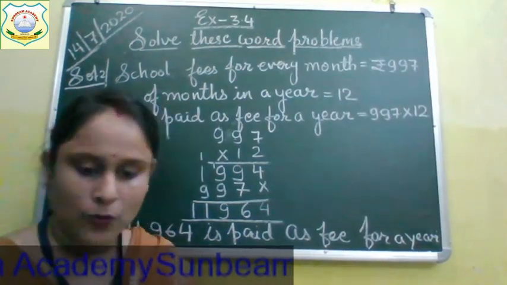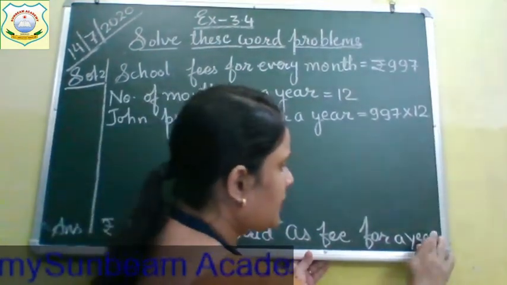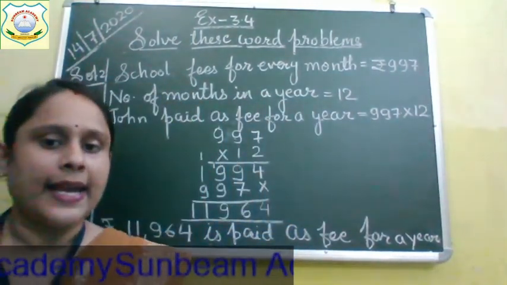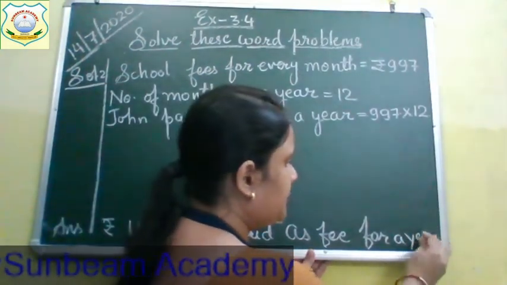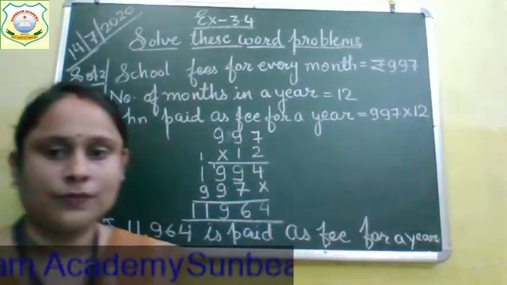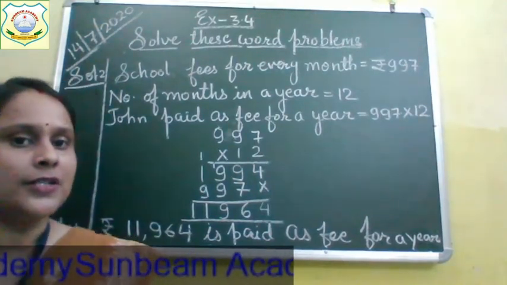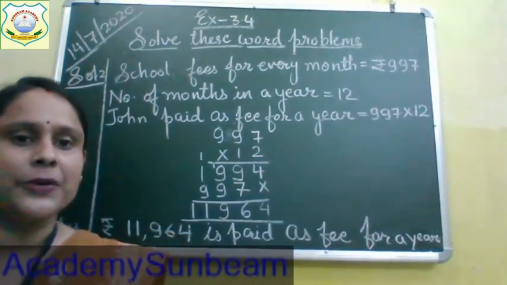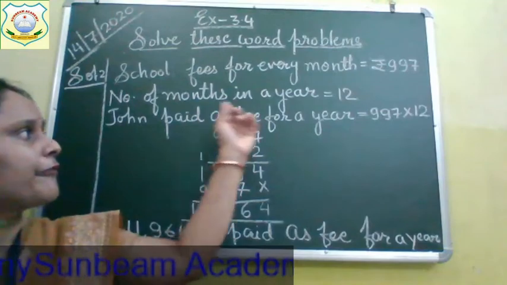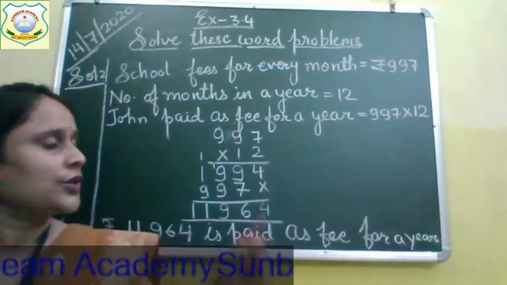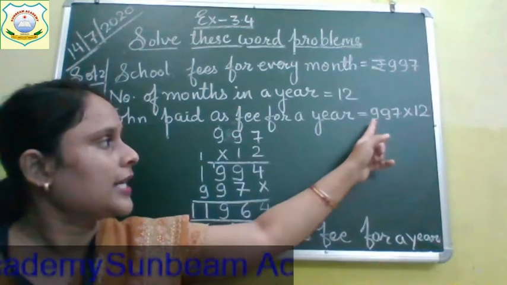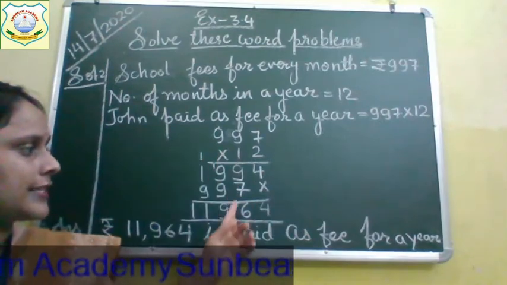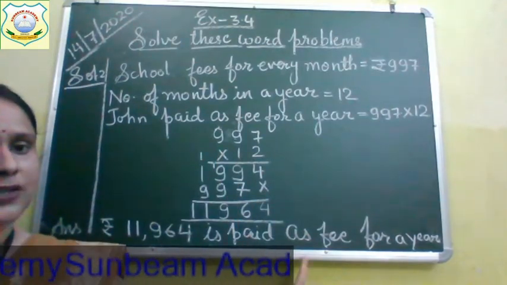I am making R more properly so that you can see. Okay. So R I'll make more clearly. It's year. Y-E-A-R, year. Okay. Note down. First you will write school fees for every month rupees 997. Number of months in a year 12. John paid as fees for year is equal to rupees 997 into 12, and then you will multiply. We got the answer. At last you will write the answer.